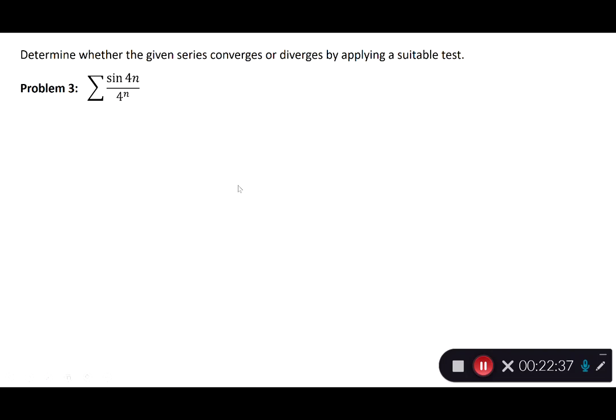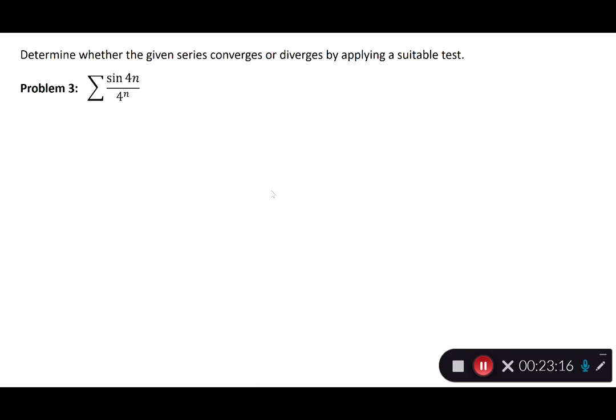You like the idea? But then be a bit careful here. Can we really apply a comparison test to this particular problem? With sigma 1 over 4 to the n, I'll claim that there is no issue with that. But if you want to apply comparison test with the a sub n being sine of 4n over 4 to the n, there is a small problem. Can you guess as to what the problem is? If you want, pause the video and see if you can answer it.